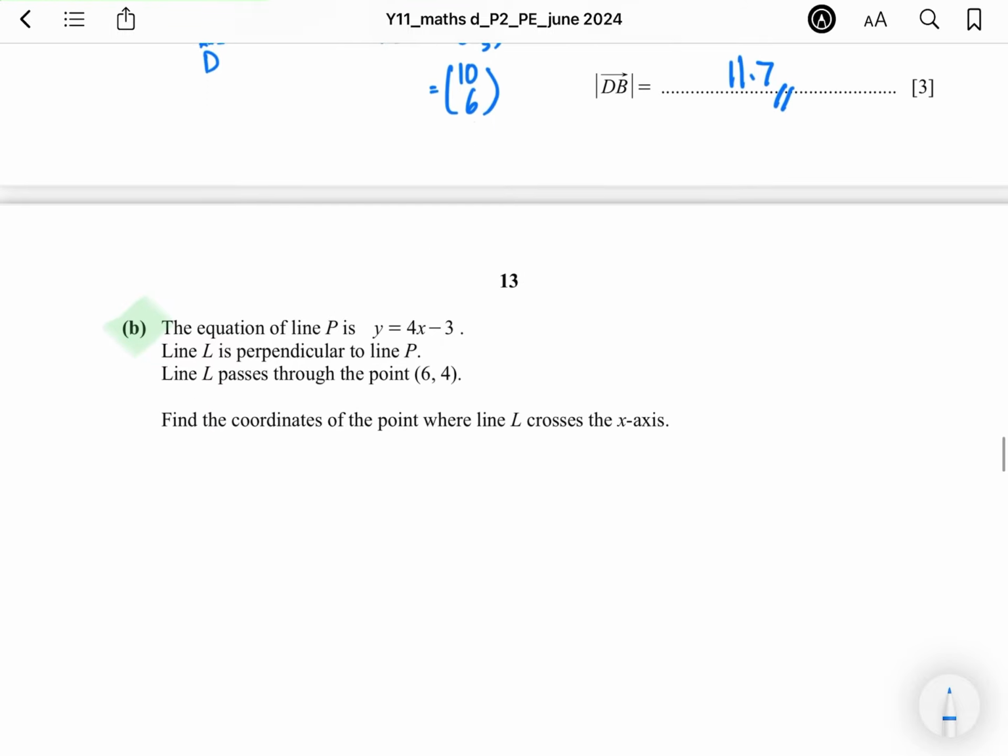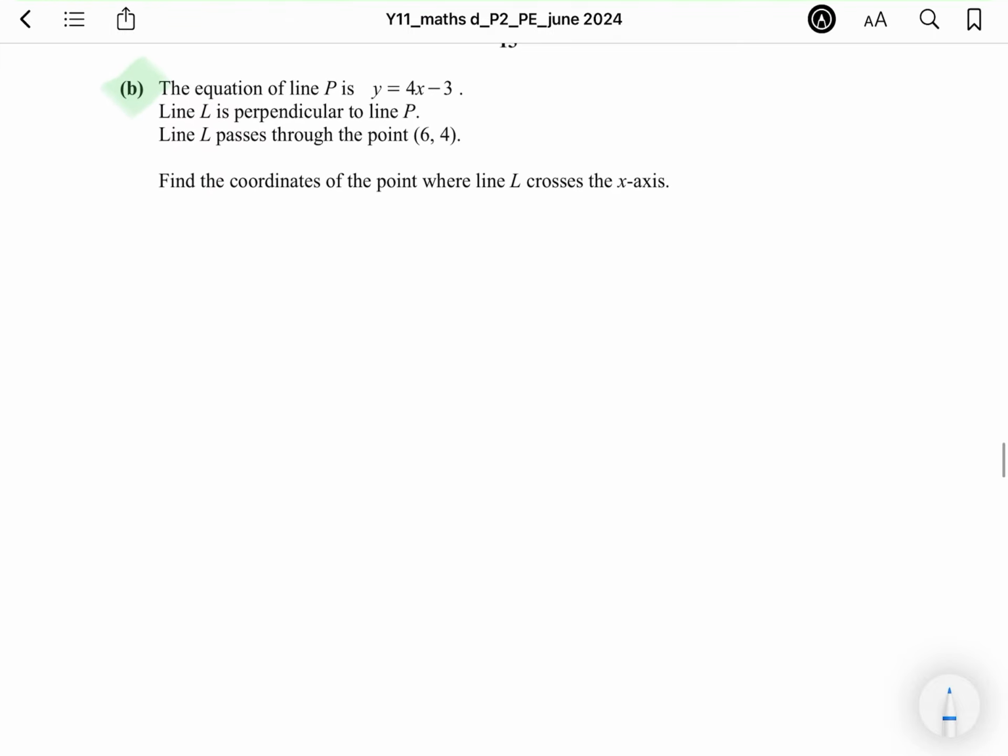Next question. The equation of line P is y equals 4x minus 3. Line L is perpendicular to line P. Line L passes through the point 6, 4. Find the coordinates of the point where line L crosses the x-axis. Quite a lot is given here. So we are given that P is y equals 4x minus 3, and L is perpendicular and passes through 6, 4.